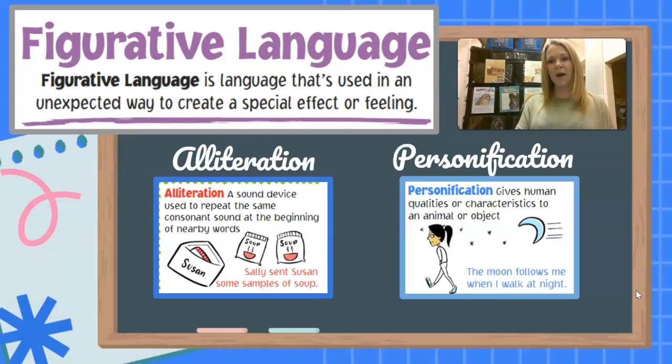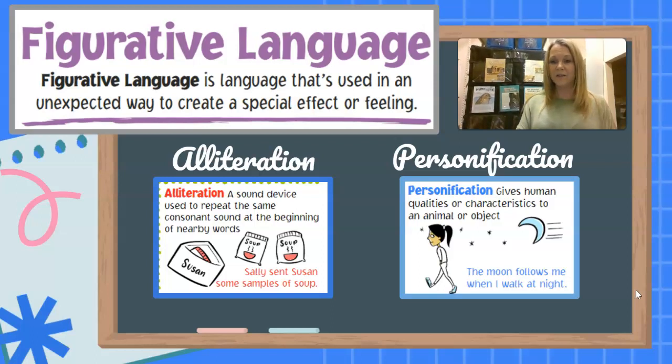A few weeks ago, I spoke with you about figurative language. Figurative language is language that is used in an unexpected way to create a special feeling or effect within writing. We previously talked about similes and metaphors being examples of figurative language. Today, we are going to look at alliteration and personification.